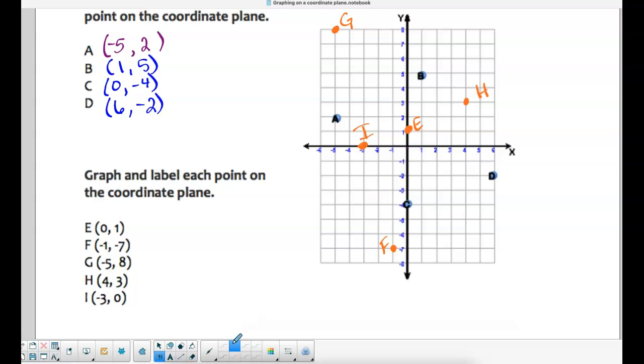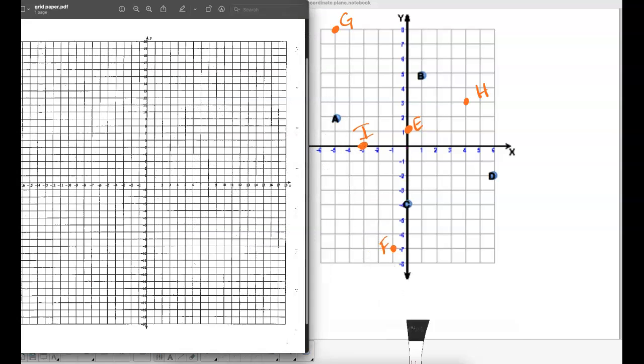Questions on how to plot a point? Hopefully that's all coming back to you. You're remembering how to do that. Okay. Then, here's what we're going to do as our homework. I'm going to give you 2 sheets that look like this and this.